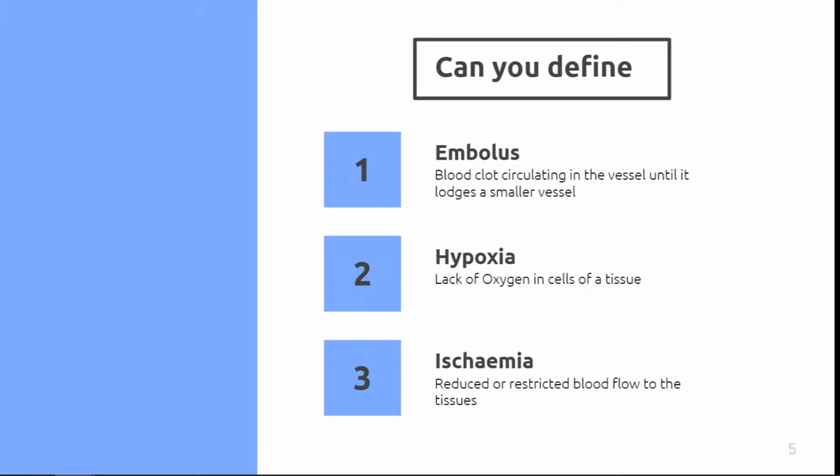Embolus is the blood clot circulating in the vessel until it lodges in a smaller vessel. Hypoxia is the lack of oxygen in cells of the tissue. Ischaemia is the reduced or restricted blood flow to the tissues.